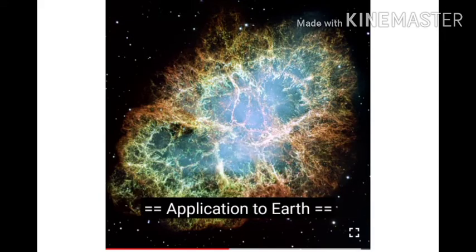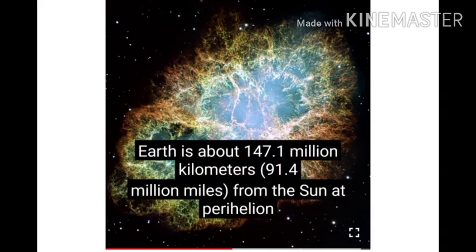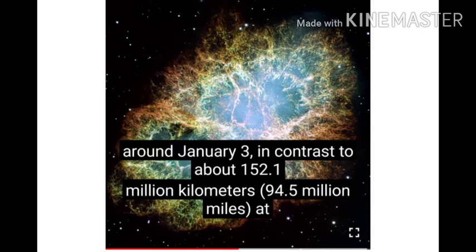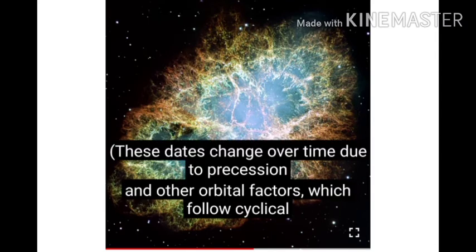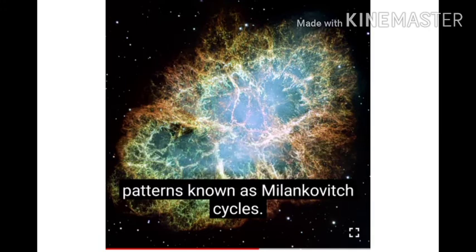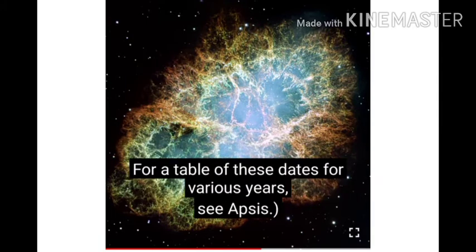Orbital eccentricity. Earth is about 147.1 million kilometers (91.4 million miles) from the Sun at perihelion around January 3, in contrast to about 152.1 million kilometers (94.5 million miles) at aphelion around July 4. A difference of about 5.0 million kilometers (3.1 million miles). These dates change over time due to precession and other orbital factors, which follow cyclical patterns known as Milankovitch cycles. For a table of these dates for various years, see apsis.